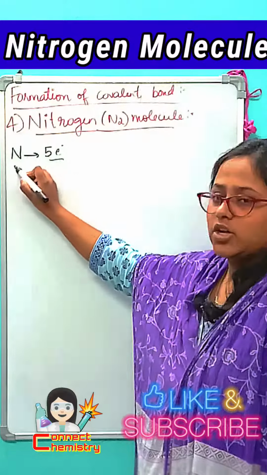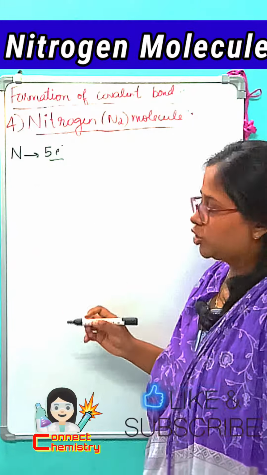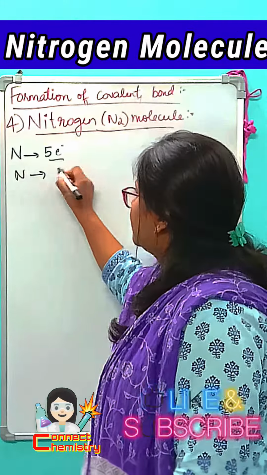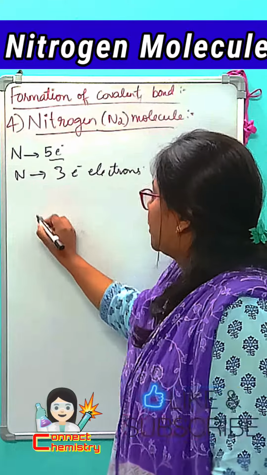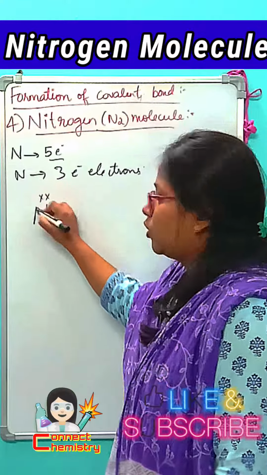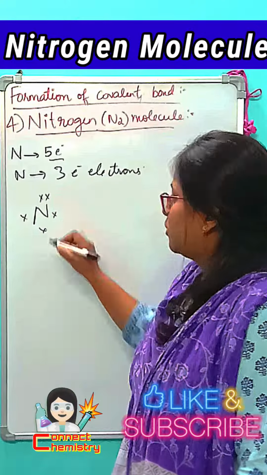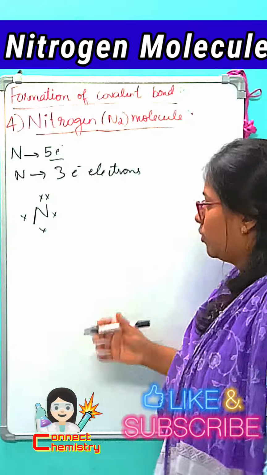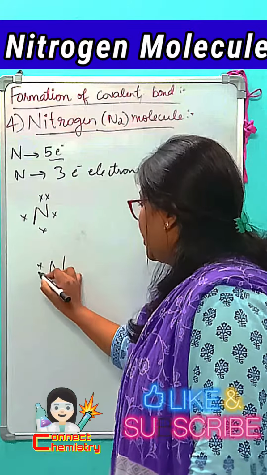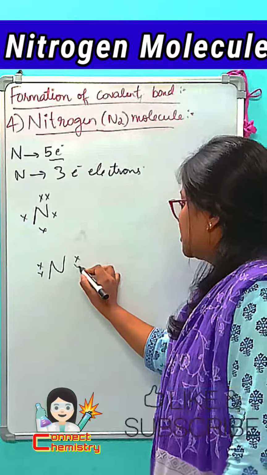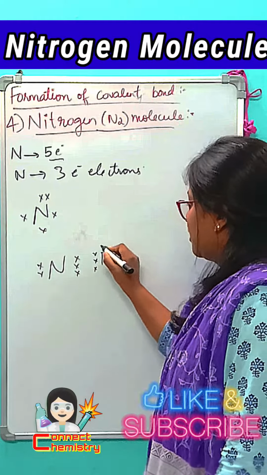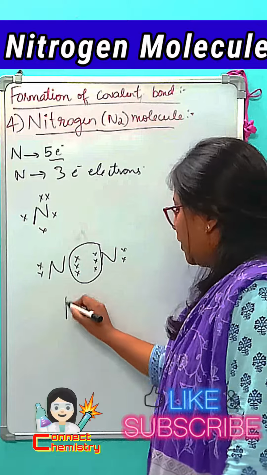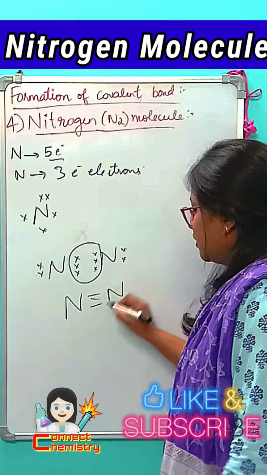Nitrogen molecule. Nitrogen has 5 electrons in its outermost shell. Nitrogen can share 3 electrons. So nitrogen will be having 5, these are the lone pair of electrons. This will be the electrons which will be forming the covalent bond. So these 2 electrons I will be keeping as they are. These 3 electrons and 1 more nitrogen, these 3 electrons will be forming the bond. So we will be having a triple bond between the nitrogen molecule.